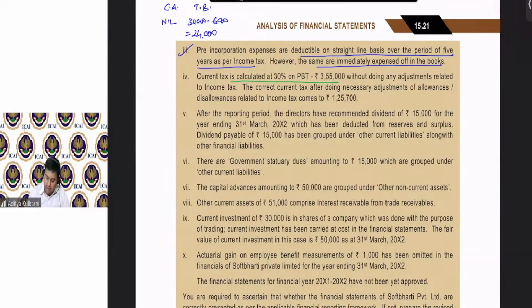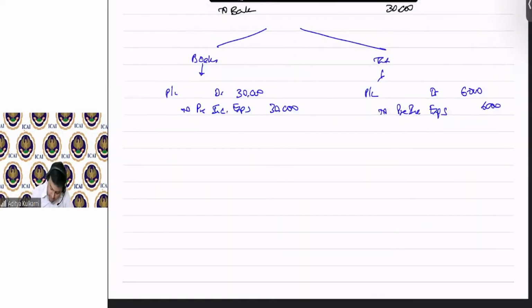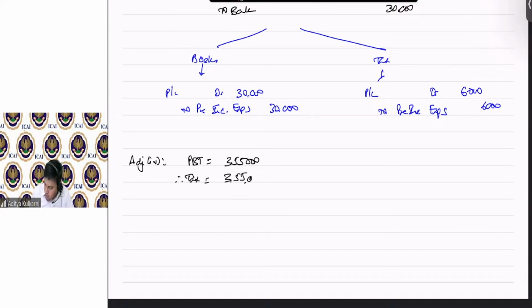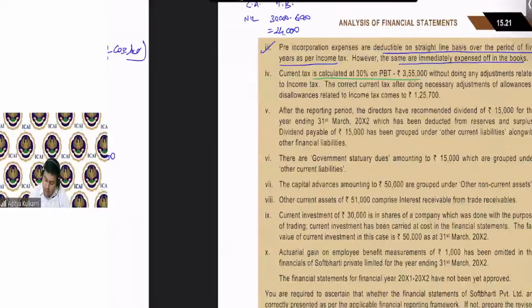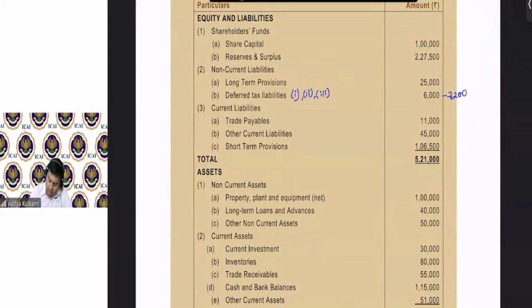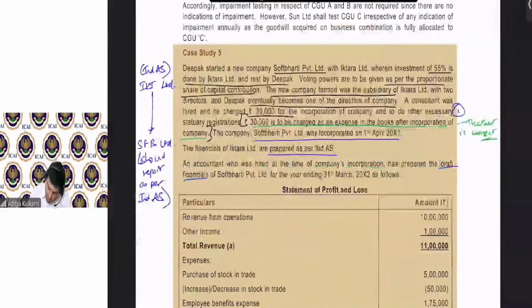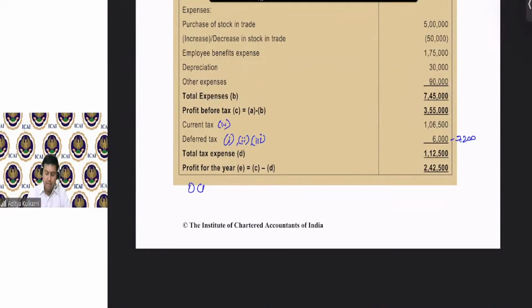Coming to the next one. Current tax is calculated at 30% on PBT. Okay. Coming to adjustment 4. PBT is equal to 3,55,000. Therefore, tax is equal to 3,55,000 into 30%. If you do this, you should get 1,06,500. Look at your question. Do you see short-term provisions 1,06,500? And here, current tax is 1,06,500. That is 3,55,000 into 30%.